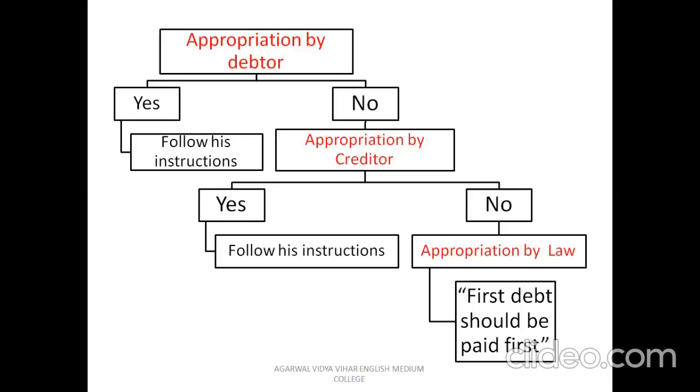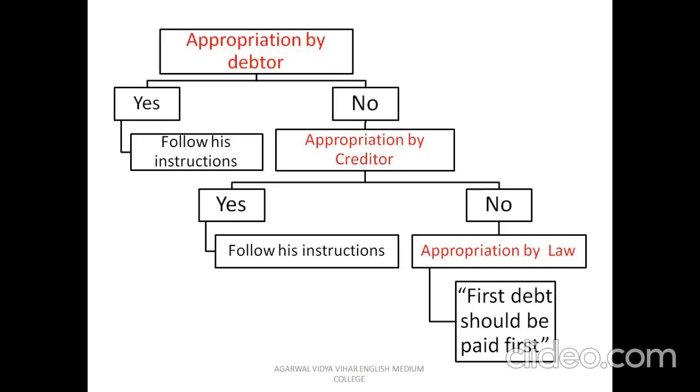First condition, the customer is having more than one due, or more than one debt. Second, the dues should be against the same creditor. The creditor must be the same. And the third condition is that the payment made by the debtor is insufficient to satisfy the full amount of the total debt, or the total amount of all the debts. If these three conditions are fulfilled, then the question arises about the appropriation of payment.